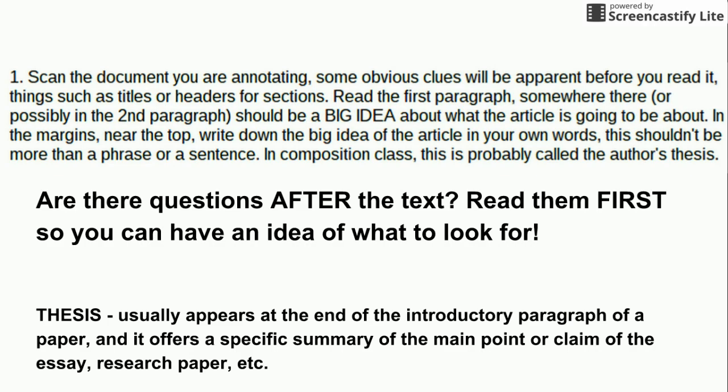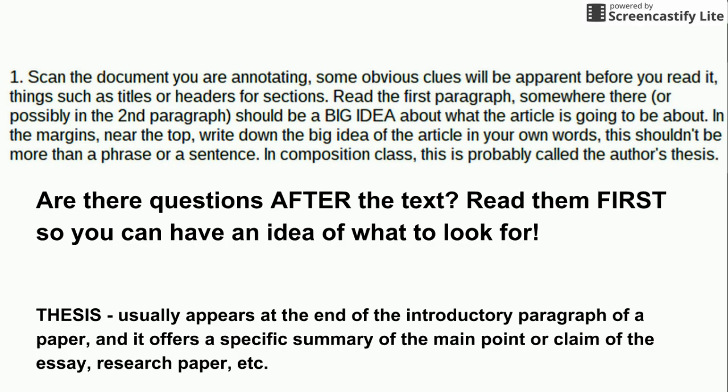So step 1, like we said, is scan the document you're annotating. So if you're going into a document, the first thing you want to look for, are there questions after the text? If there are, we want to make sure that we read those first so you can have an idea of what to look for when you're reading the text. Another thing you want to look for is a thesis. This usually appears at the end of the introductory paragraph of a paper, and it offers a summary of the main point or the claim of the essay or the research paper.